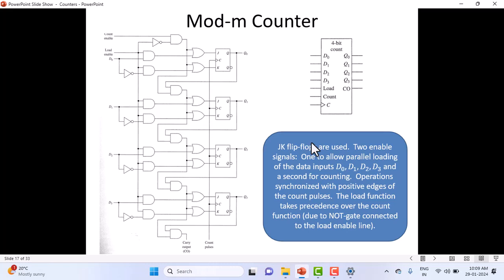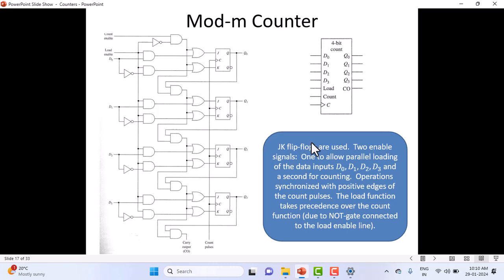Whenever the clock comes here, depending upon J and K, this may or may not change state. You already know the working of a JK flip-flop, right? For 0, 0, it remains in the no change state. For 0, 1, it becomes 0. For 1, 0, this becomes 1. For 1, 1, this goes to the toggle mode. Understood? So based on that, we can understand the working principle of everything, the construction also.